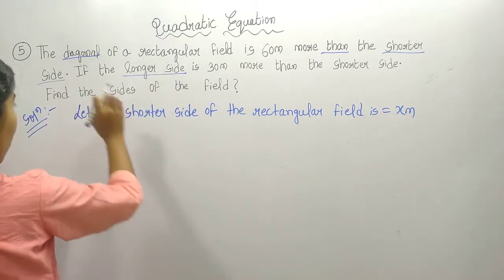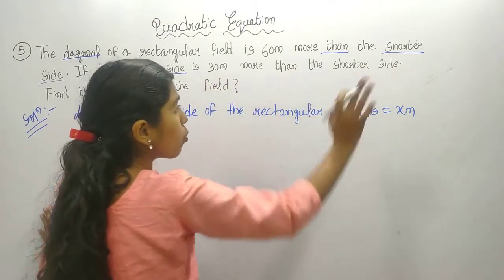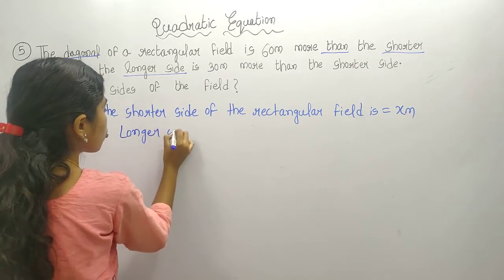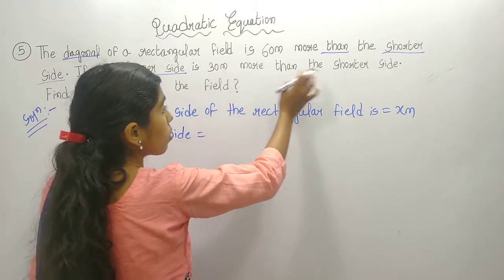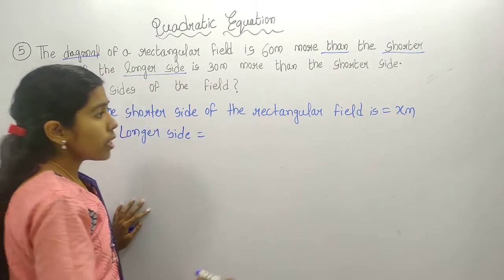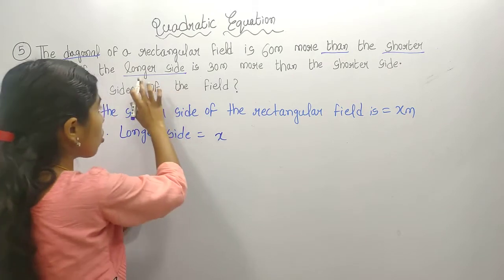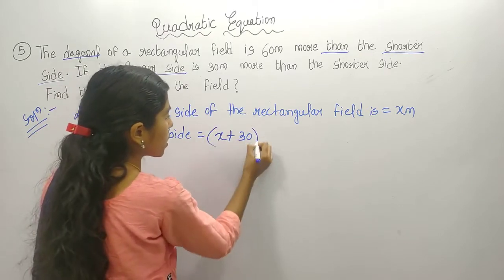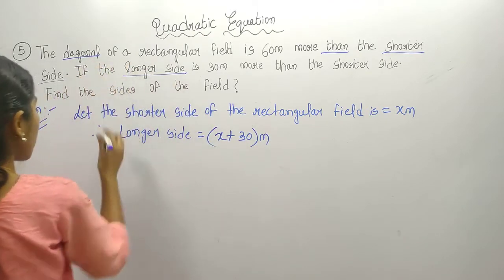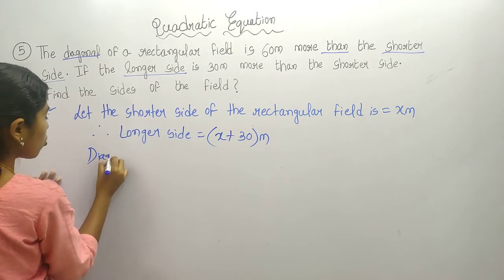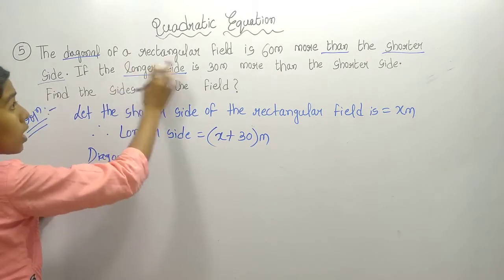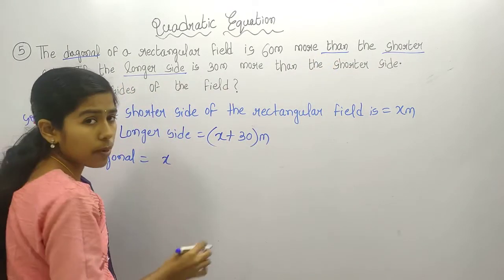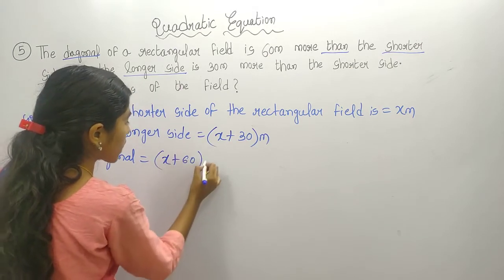Now the longer side is 30 meter more than the shorter side, so longer side equals how much? Shorter side is x, longer side is 30 meter more. More means plus 30, x plus 30 meter. Then we will go to the diagonal. The diagonal is given as 60 meter more than the shorter side. Shorter side is x, 60 meter more means plus 60. So x plus 60 meter.